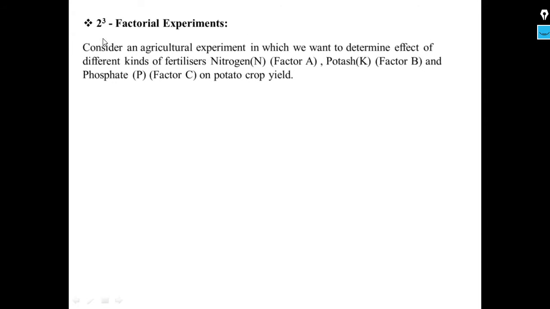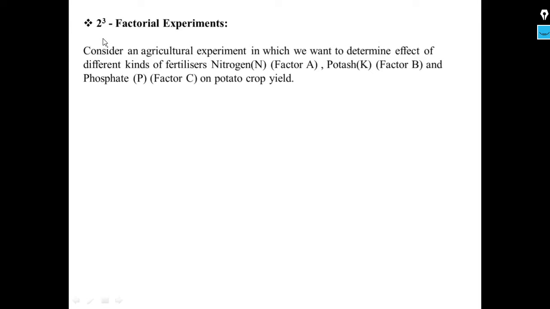So first, what is a 2q factorial experiment? It is a factorial experiment in which we have 3 factors and each factor is at 2 levels. In this experiment, the 2 denotes the levels of the factors and the 3 denotes the number of factors. So first we will discuss one example.